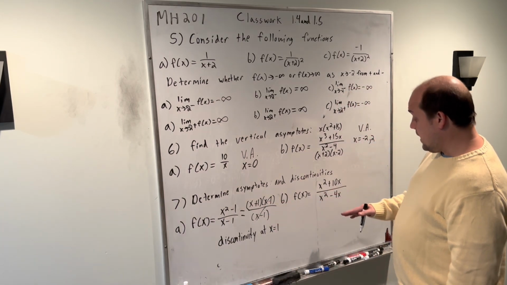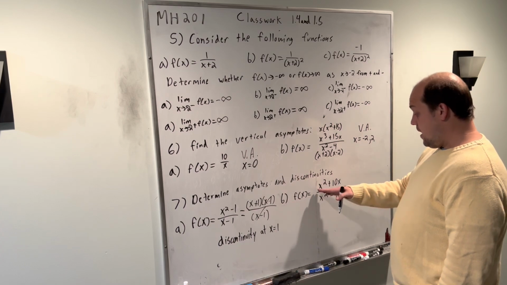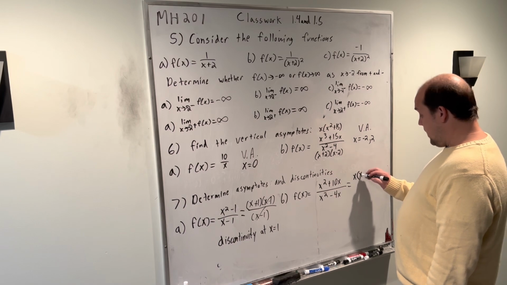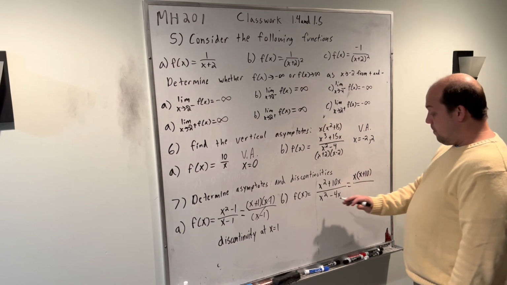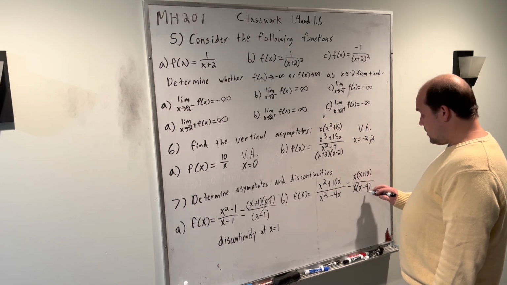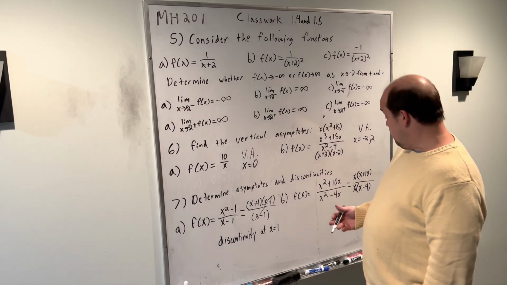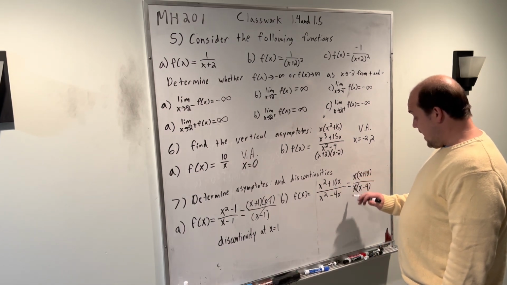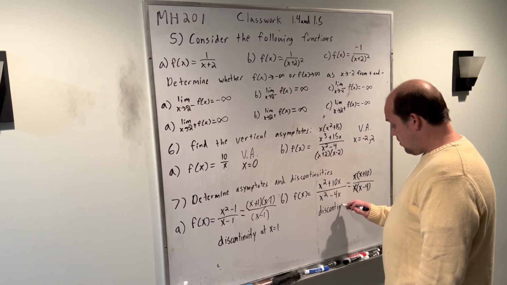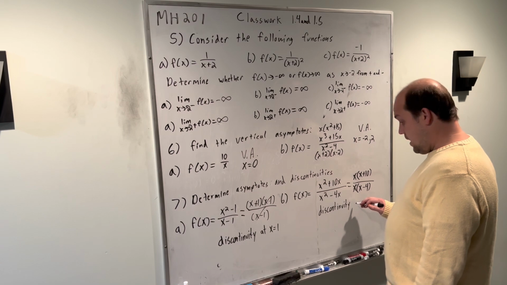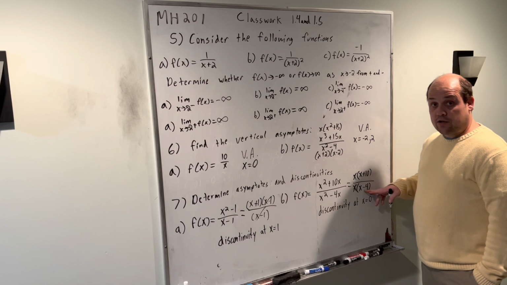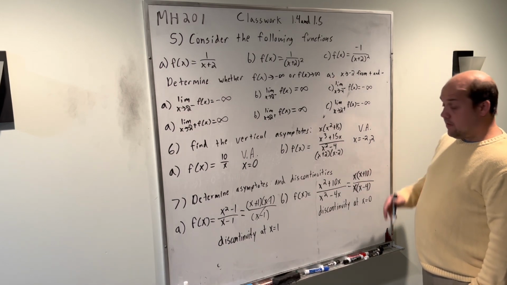When I go to the second answer here on part B, I have x squared plus 10x on top. I can factor that by taking out an x and leave myself with x plus 10. On bottom, x squared minus 4x, I can factor out an x and leave myself with x minus 4. The factor which is present on both top and bottom is this x, which means I have a discontinuity at x equals 0.